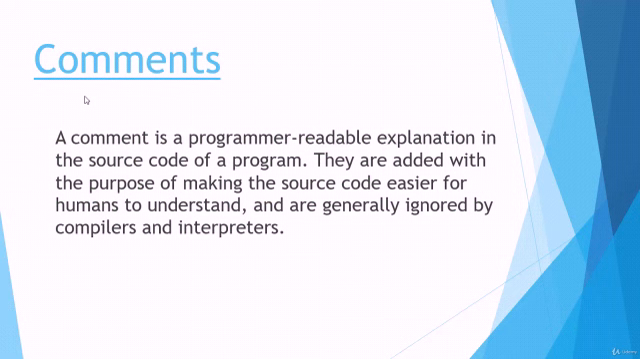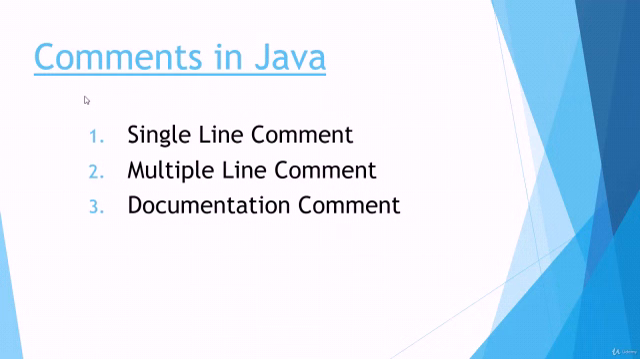I just type the documentation of what this function is going to do, what that function is going to do, what this line is going to do. So when others read that code, they can read the comments and easily know what these lines are going to do in this program. There are three types of comments in Java: single line comment, multiple line comment, and documentation comment.